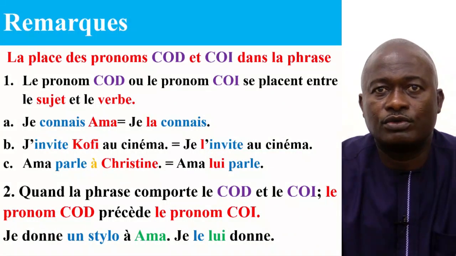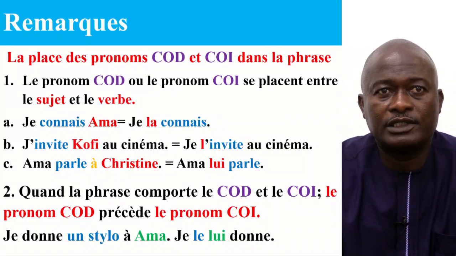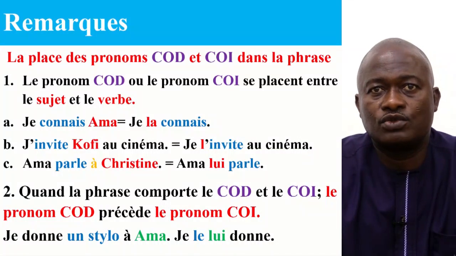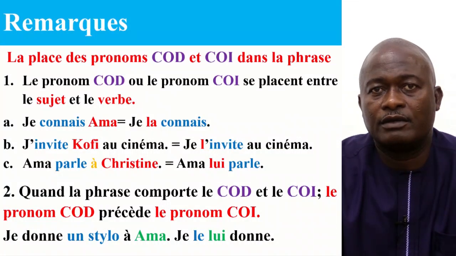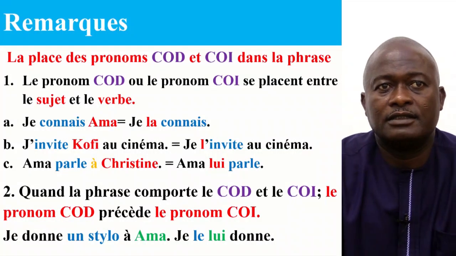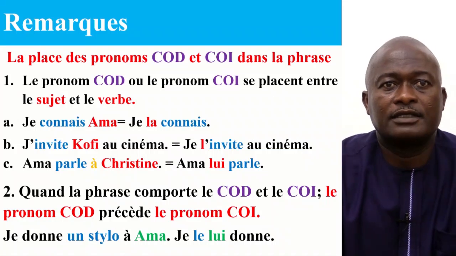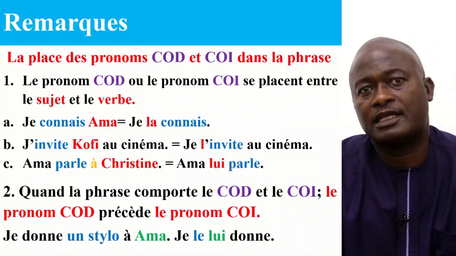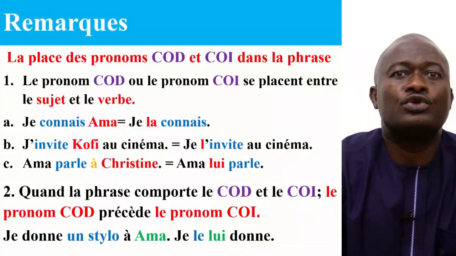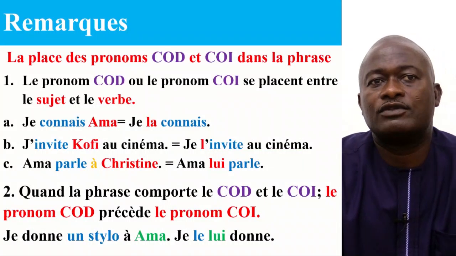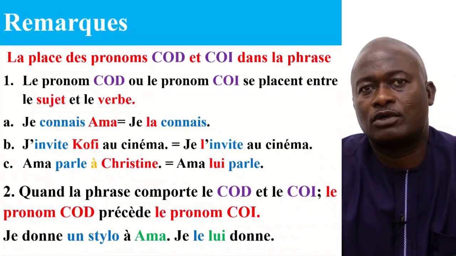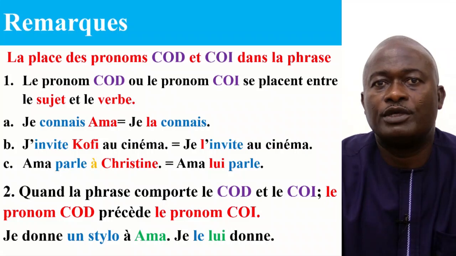Quand la phrase comporte le COD et le COI, le pronom COD précède le pronom COI. When in one sentence we have the two complements, direct and indirect, then in writing the sentence, the direct object comes first before the indirect object. Example, je donne un stylo à Ama, it becomes je le lui donne. Je donne quoi? What am I giving to Ama? A pen. So, to whom? To Ama, which is the indirect object. And for that matter, it becomes je le lui donne.